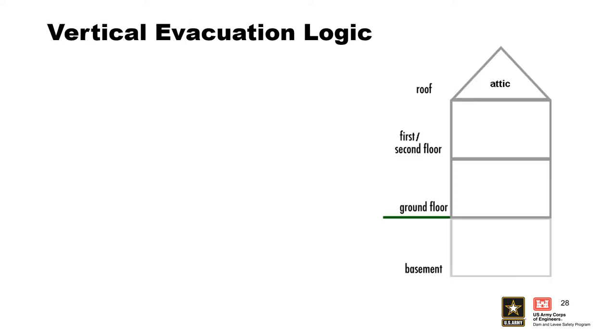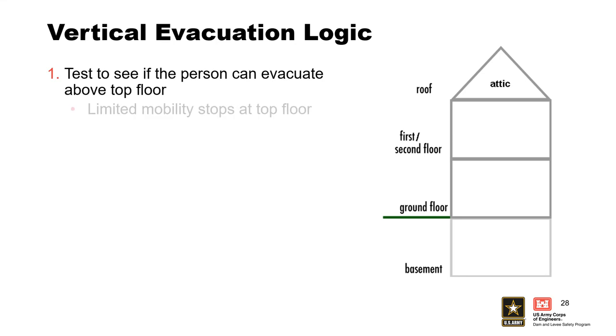We also have this vertical evacuation. So again, we have an idea for the different types of structures, how tall they are, one story, two story, three story buildings. So first thing we do is we look to see if they can evacuate above the top floor, and that's based on whether or not they're identified as having limited mobility.